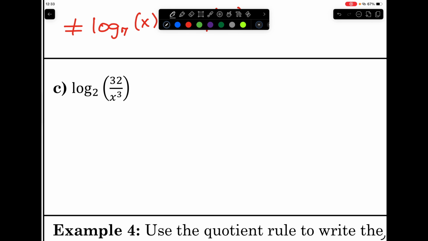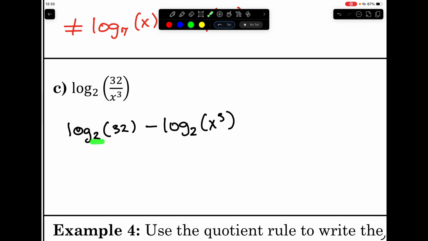So now let's look at this example. For this example, we're going to expand this to log base 2 of the number 32 minus the log base 2 of x to the third power. And well, this again can give us that value. There is an exponent of 2 that could give us 32. And that number is going to be 5.